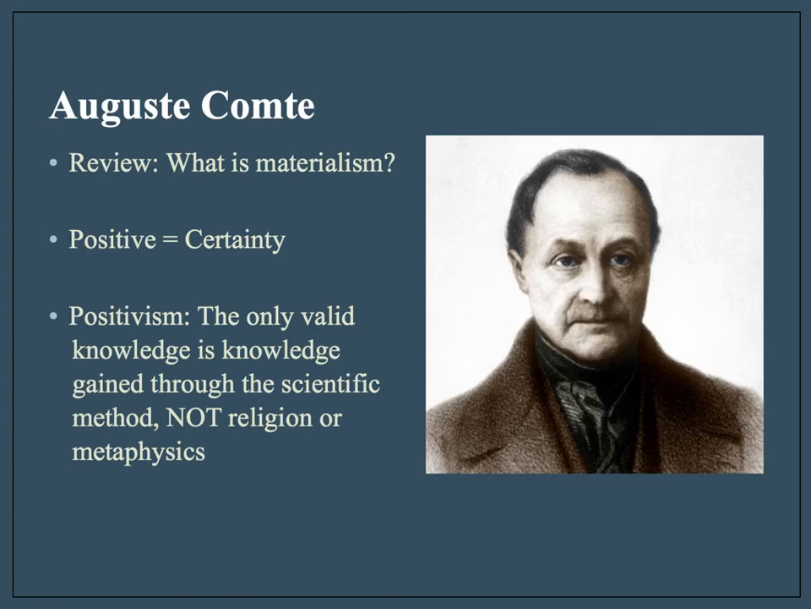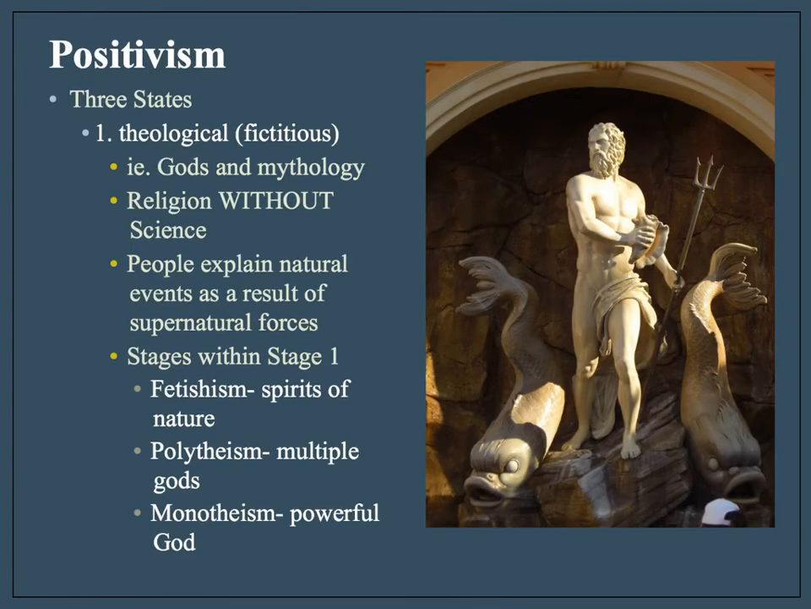And so Comte identified 3 stages that he believed man was passing through. And so I'm just going to go over those 3 stages. So he said first people enter a stage called the theological, or he also called it the fictitious stage. So this is a stage of gods and mythology. So this is religion, totally devoid of any kind of scientific activity.